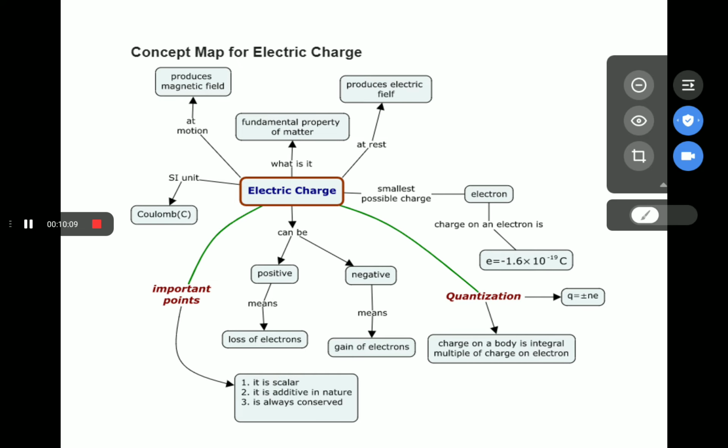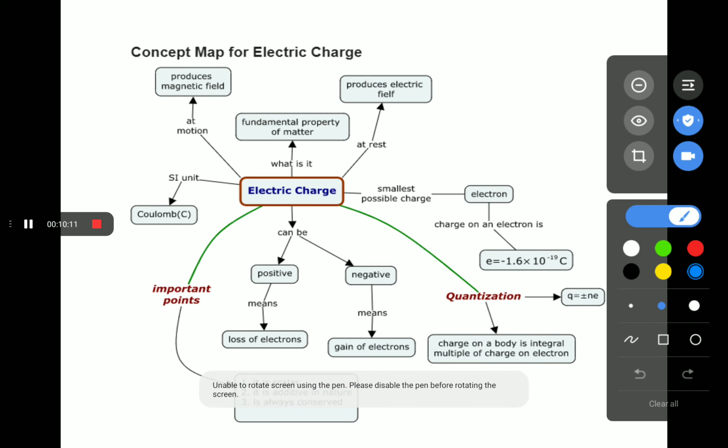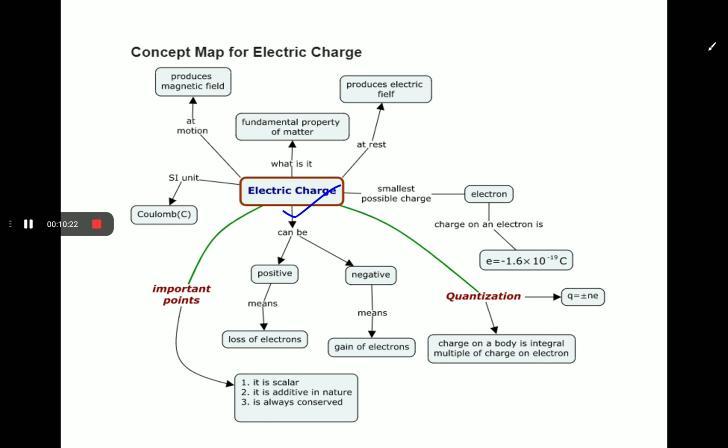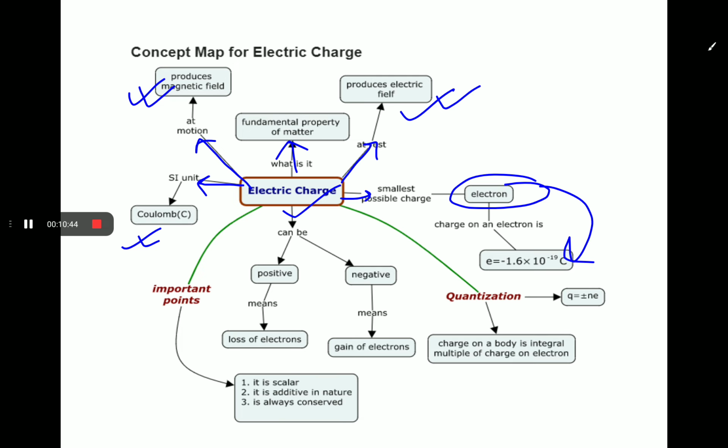there is a map. You have to memorize it so that you can make the statement or learn the formula to use in the numerical. So there is electric charge, and what is electric charge? It is a fundamental property of matter. When the charge is at rest, it produces an electric field, and when the charge is in motion, it produces a magnetic field also. The SI unit of charge is coulomb, and the smallest possible charge is that of the electron, and its magnitude is -1.6 × 10^-19 coulomb.